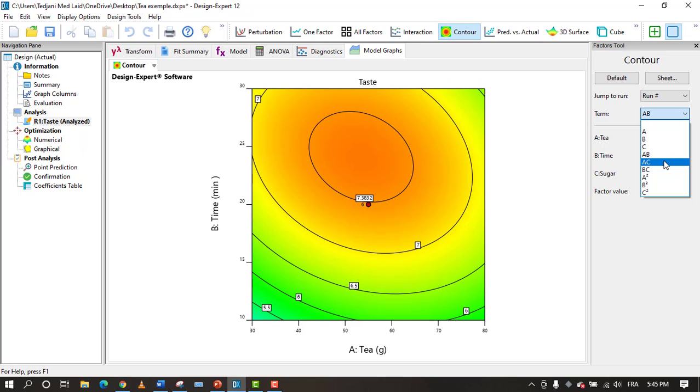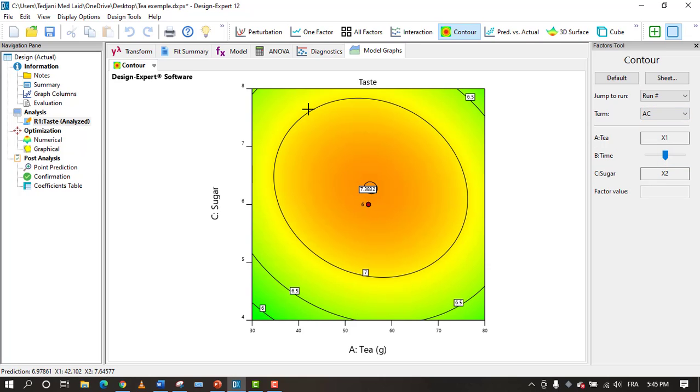Let's see now the interaction between A and C. The interaction between sugar and tea and their effect on the taste wasn't significant. Increasing the tea from 30 to around 55 has increased the taste of tea. A further increase in the tea has decreased the taste of tea. On the other hand, increasing the sugar from 4 to 6 has increased the taste of tea. A further increase in sugar has decreased the taste of tea.